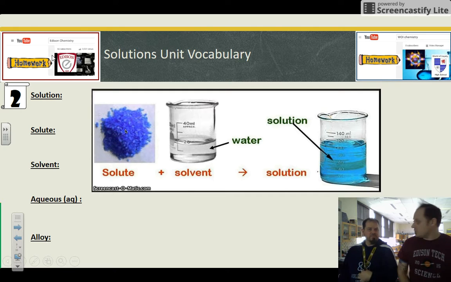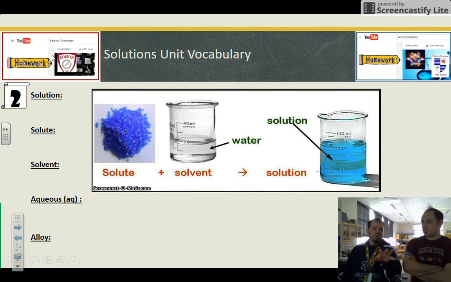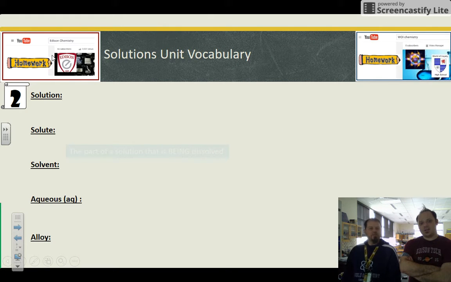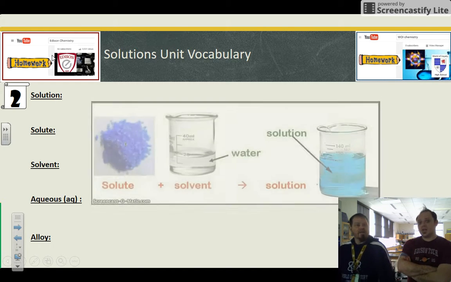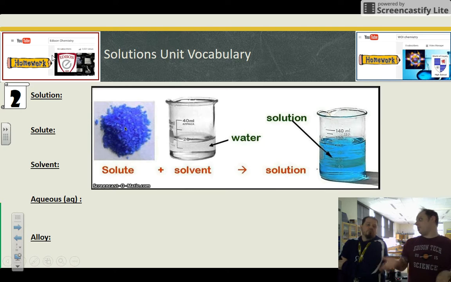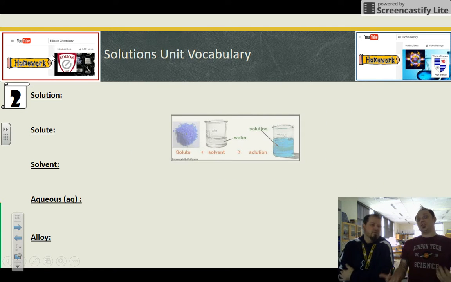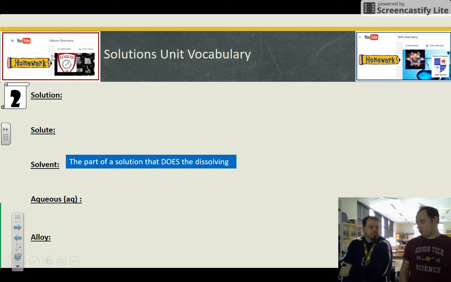All right. Now in this particular picture, we're going to focus on just the solute. See that blue powder stuff? The solute is the part of the solution that is being dissolved. Next, same picture, solvent. The solvent, therefore, must be the thing that does the dissolving. Just like we need to get product and reactant straight, solute and solvent.